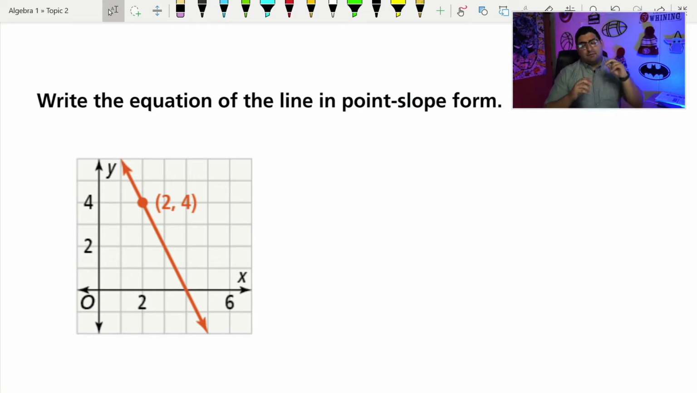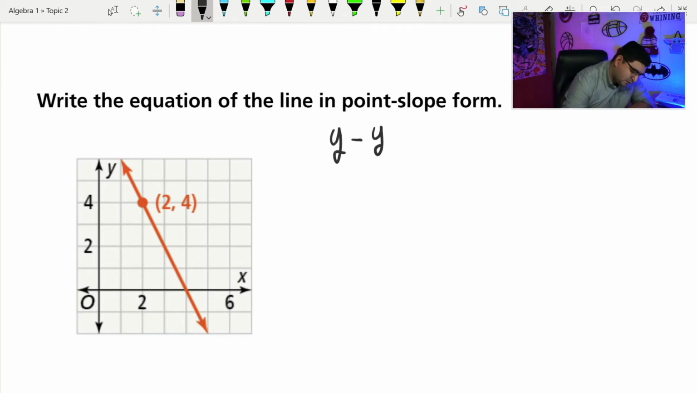So remember that for point-slope form we need two things. We need a point and we need the slope. And these are two things that we can actually find in any graph that we're given. So to begin, let's go ahead and write out the equation of point-slope form. The equation is y minus y1 equals m, and then in parentheses we have x minus x1.